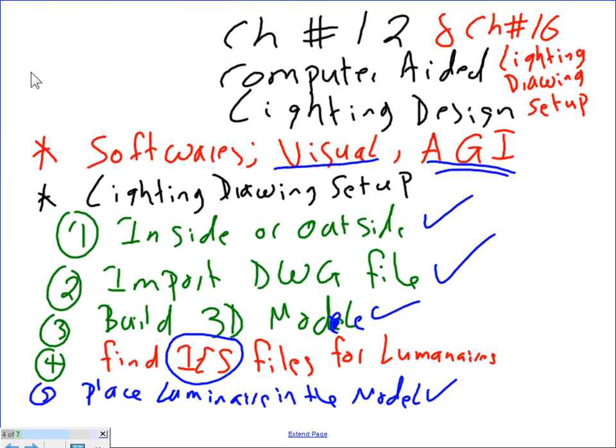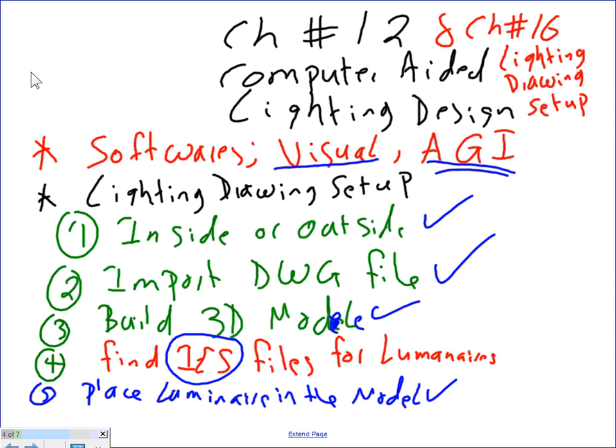All right. Chapter 12. I'm going to look at chapters 12 and 16 together, guys, because they're related. Could you please go quick with chapter 12? There's no calculation in chapters 12 and 16. Chapter 12 talks about computer-aided lighting, and chapter 16 talks about making lighting drawings step by step. I'm going to lump them into one and summarize them in a slide or two.